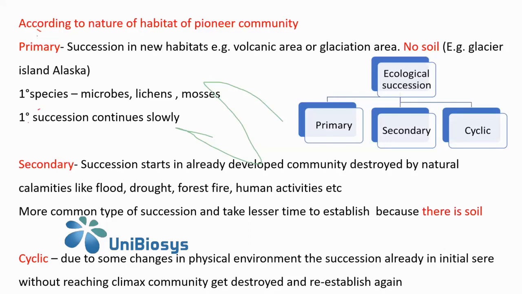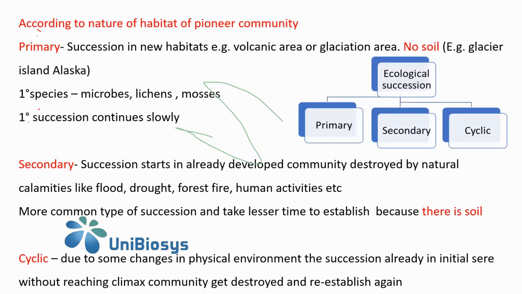Okay. Third one is cyclic succession. What is cyclic succession? Succession has already started. Different species are getting established one after the other. But before it reaches the climax community, they will get destroyed due to some factors.